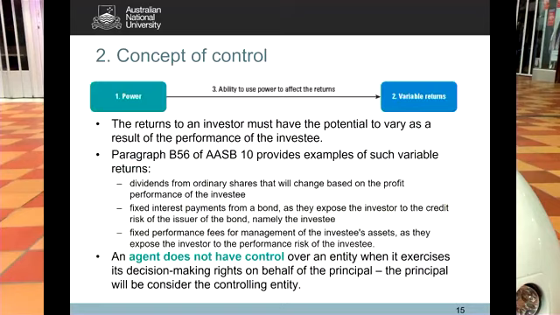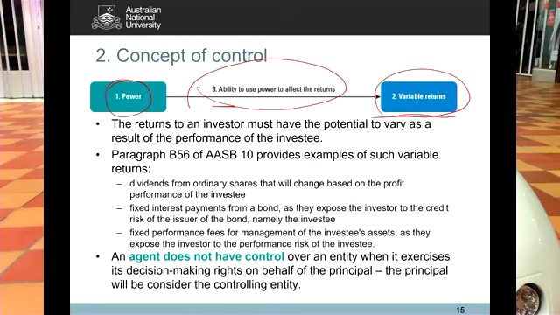Another concept, like I said, there are three elements of control. We need to have power. We need to have the practical ability to use the power to affect some returns. What kind of returns? The variable returns. So these are the three elements of the concept of control. The returns to the investor must have the potential to vary as a result of the performance of the investee. That's what we call the variable returns. You may think about the variable returns as the dividend because the dividend could vary a lot, right?